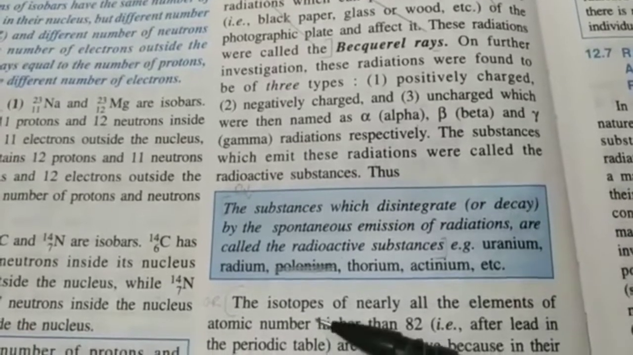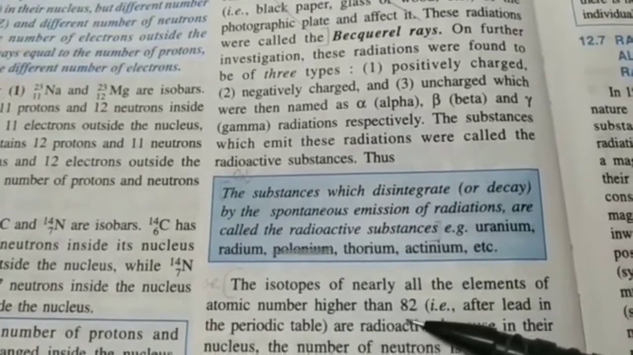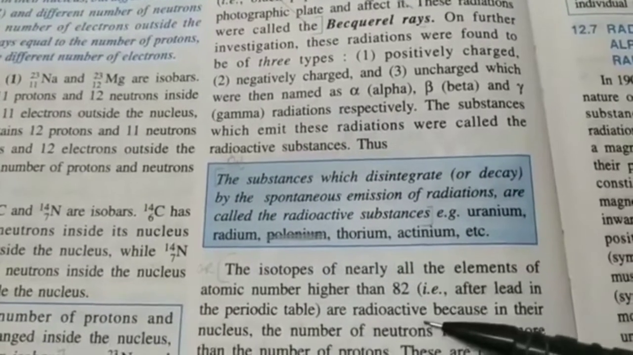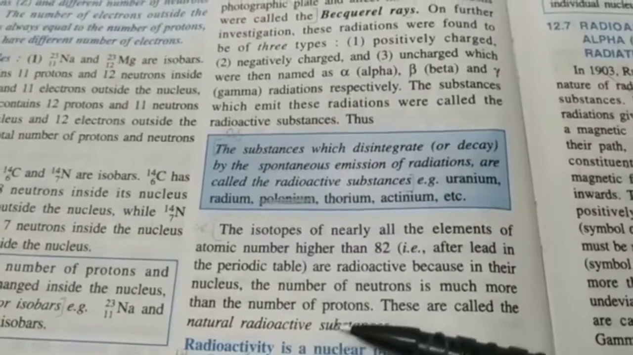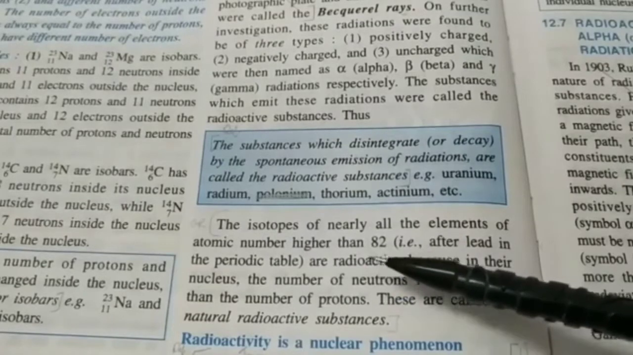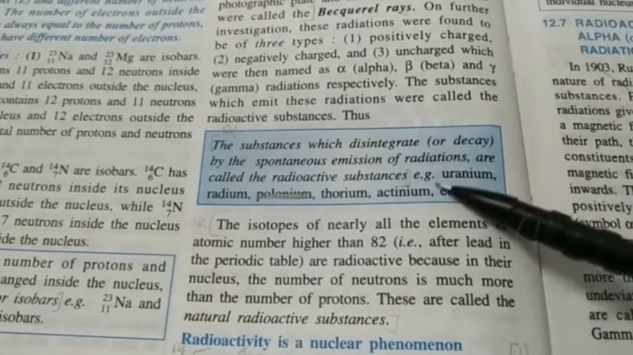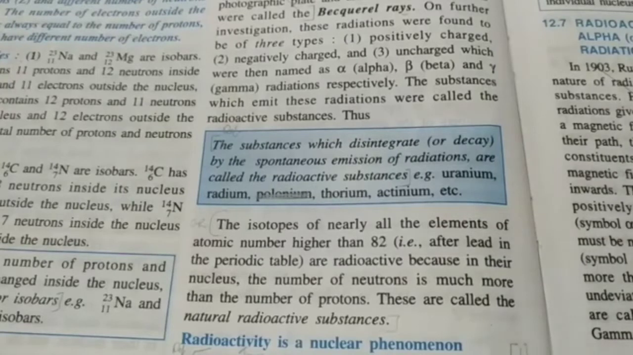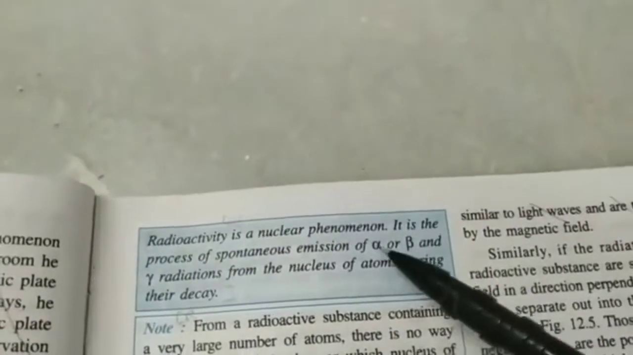Now, all isotopes of all the elements above the atomic number 82, that is after lead, are radioactive because in their nucleus the number of neutrons is much more than the number of protons. So lead is the heaviest stable element. Yeah, there are some unstable isotopes even lighter than lead. For example, I just told you that carbon 14 is an unstable atom. Radioactivity is a nuclear phenomenon.